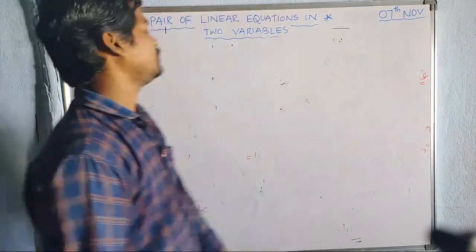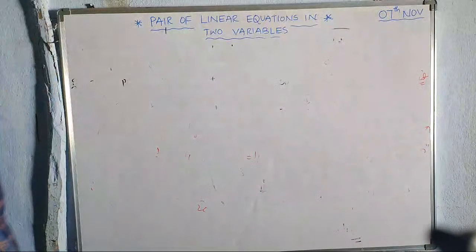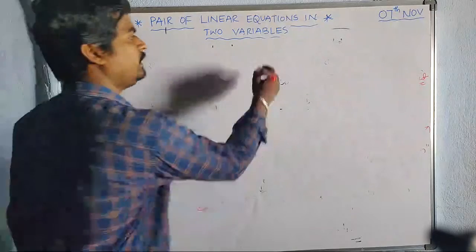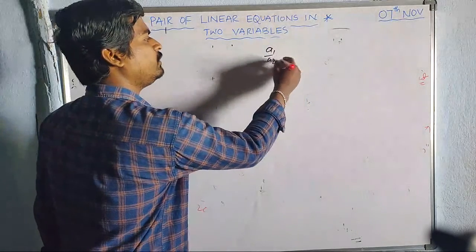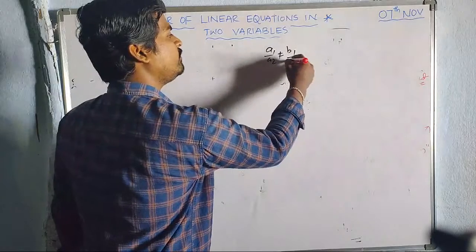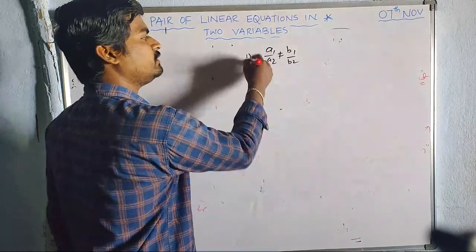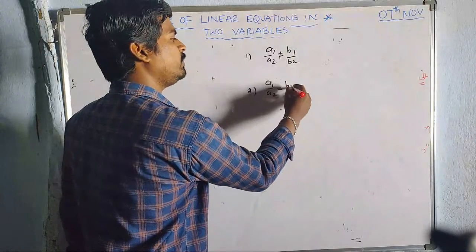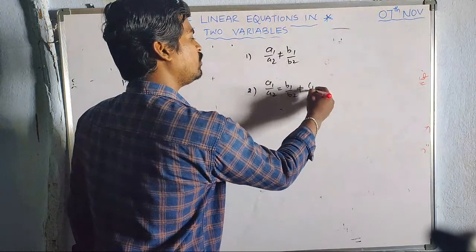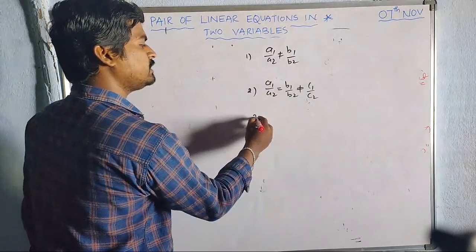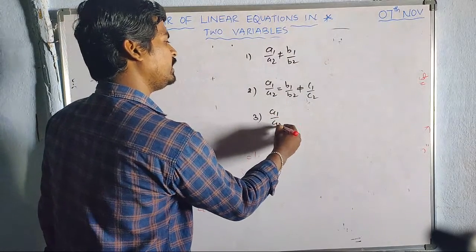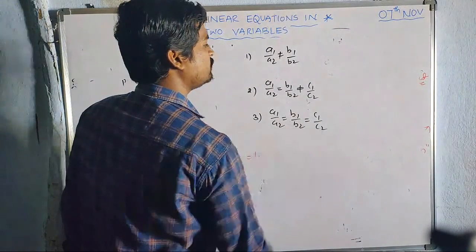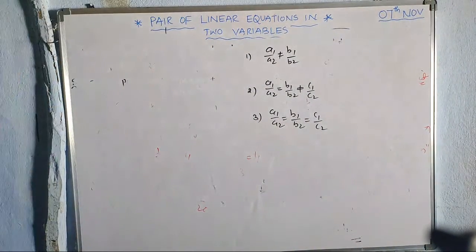Okay friends, one more time I am telling you, observe here: a1 by a2 not equal to b1 by b2, it is the first condition. The second condition is a1 by a2 equals b1 by b2 not equal to c1 by c2. Next, you observe a1 by a2 equals b1 by b2 equals c1 by c2. These are the three conditions, friends.